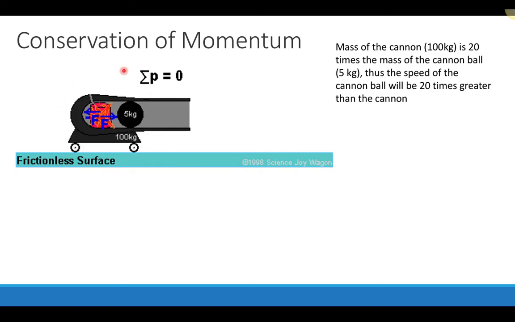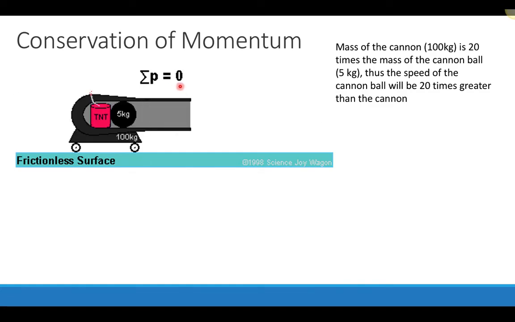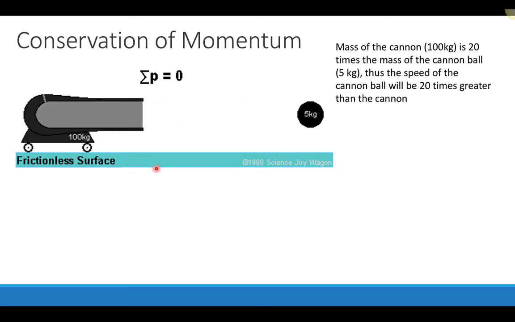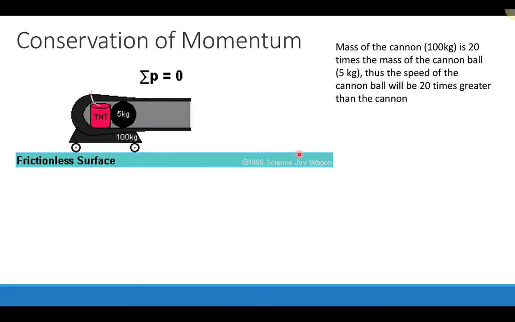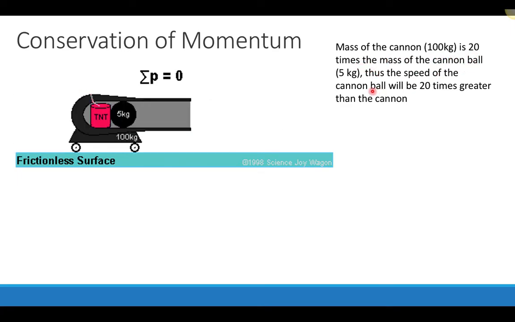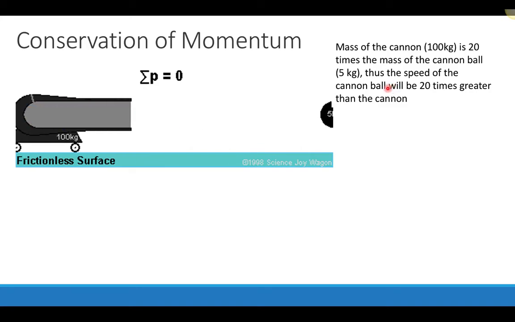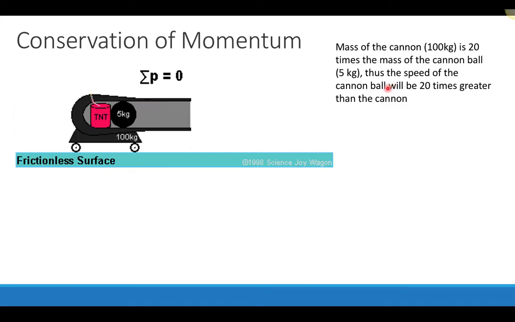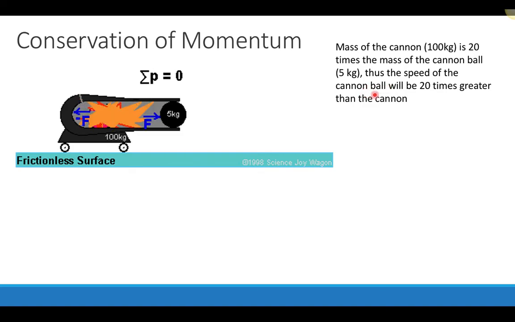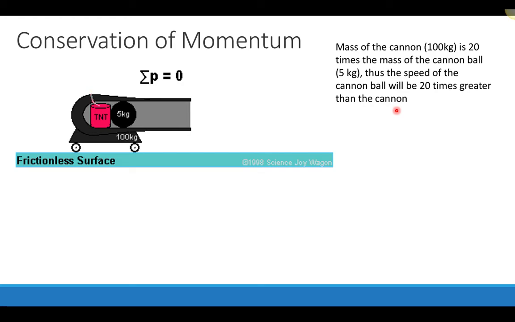And the system is just sitting there before the explosion, so the initial momentum of the system is 0, which means that the momentum afterwards also has to be 0. So let's think about what's going on. The mass of the cannon is 100 kilograms, which is 20 times the mass of the cannonball. This means that in order for momentum to be conserved so that the total momentum after the collision is 0, the speed of the cannonball is going to have to be 20 times greater than that of the cannon.